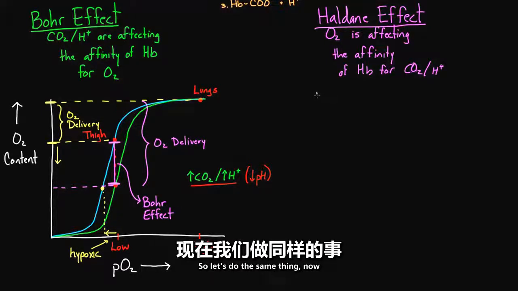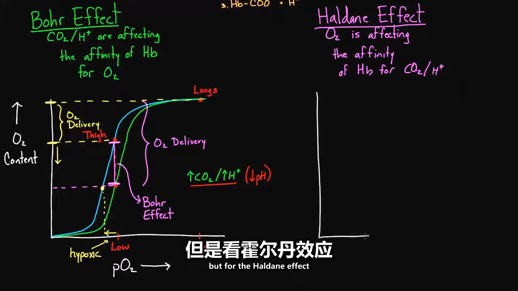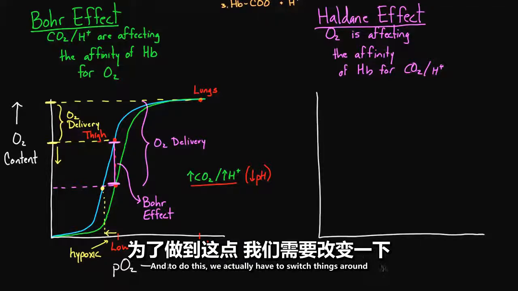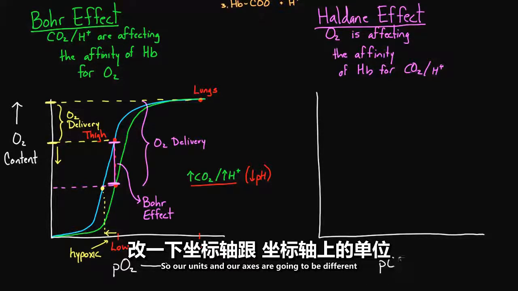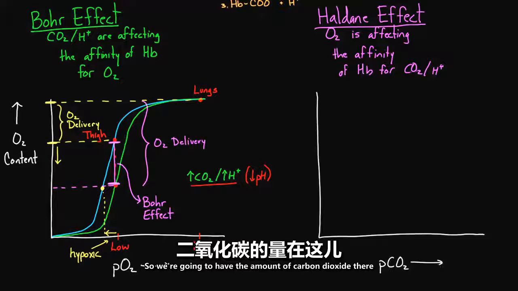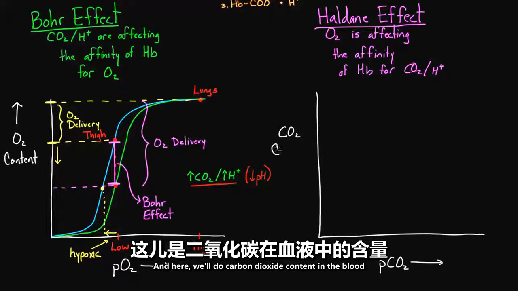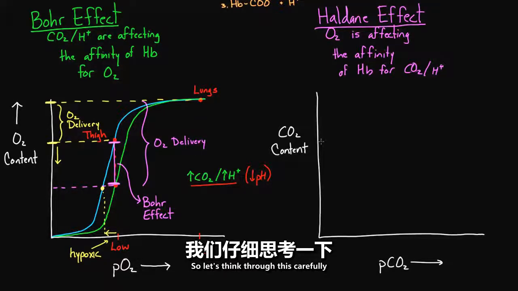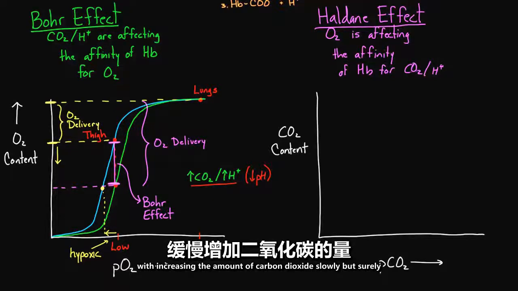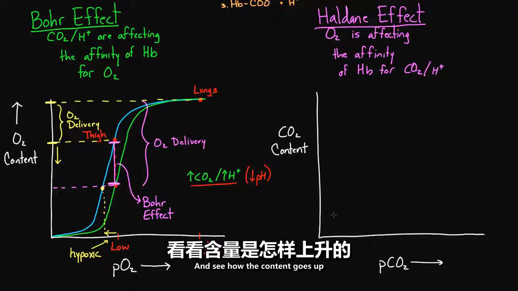So let's do the same thing now, but for the Haldane effect. And to do this, we actually have to switch things around. So our units and our axes are going to be different. So we're going to have the amount of carbon dioxide there. And here we'll do carbon dioxide content in the blood. So let's think through this carefully. Let's first start out with increasing the amount of carbon dioxide slowly but surely and see how the content goes up.